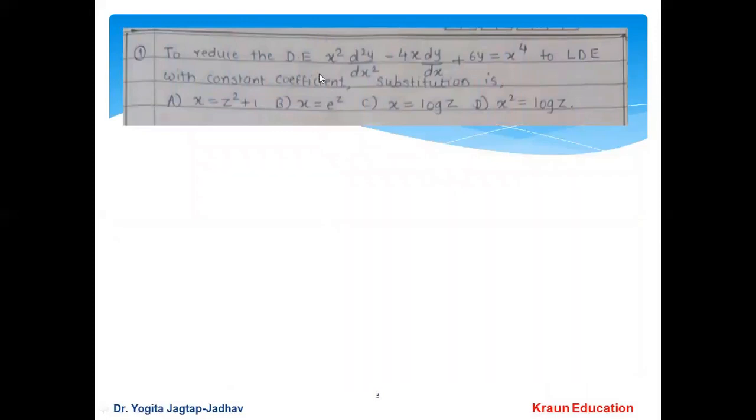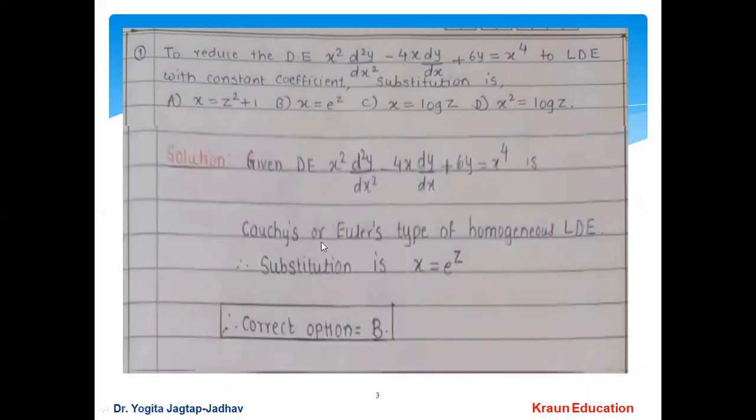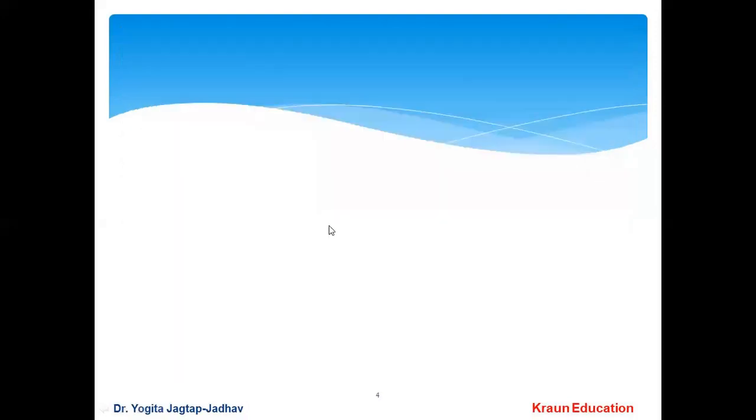To reduce this linear differential equation, x square d square y by dx square minus 4 dy by dx plus 6y equal to x raised to 4, to a linear differential equation with constant coefficients, what is the substitution? When we observe this differential equation, you can see the second order derivative has multiplier x square, and the first order derivative has multiplier x. Therefore, it is Cauchy's or Euler's homogeneous linear differential equation, and the standard substitution to convert it into an LDE is x equals e raised to z. Therefore, the correct option is B.